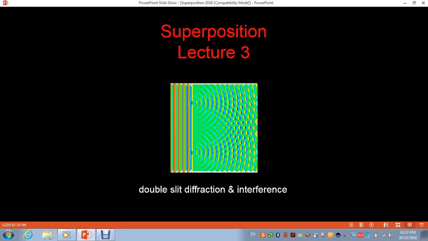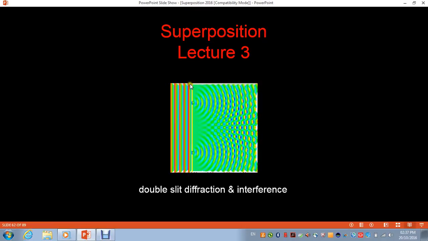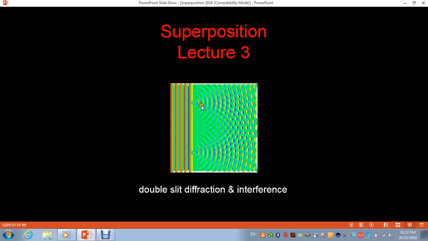In the last lecture, I talked about the double slit diffraction and interference pattern. Over here you can see an animation. You have plane waves coming in. There are two slits here. So you start to get diffraction, which is spreading of the wave, and then they start to interfere.